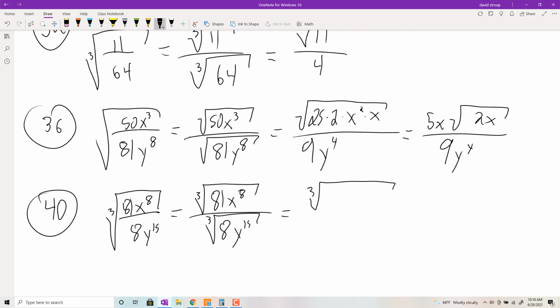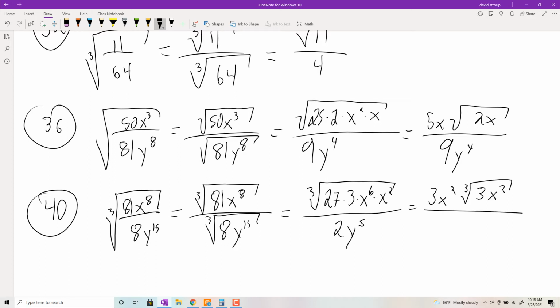81 is 27 times 3. X to the 8th, I'm going to make that x to the 6th times x squared. Then downstairs, everything is good. The cube root of 8 is 2. The cube root of y to the 15th is y to the 5, 15 divided by 3. And then start pulling out the perfect cubes. So you got a 3 x squared, and then the leftovers, you have a 3 and an x squared as well. That's all over the 2y to the 5th.